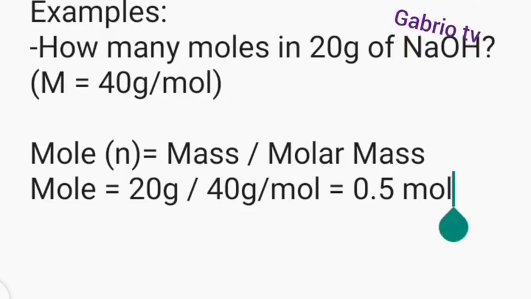Then how do we get the 40 grams? The 40 grams is just calculating the molar mass. And how do you calculate the molar mass of sodium hydroxide? That's Na plus O plus H. The atomic mass of Na is 23. Then the atomic mass of oxygen is 16, while the atomic mass of hydrogen is 1. So 23 plus 16 plus 1 gives us 40 grams.